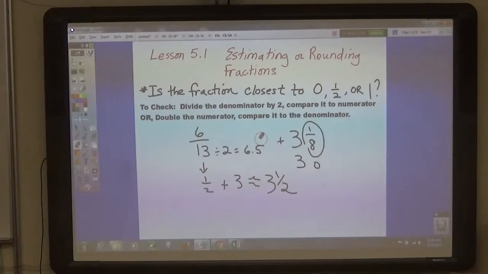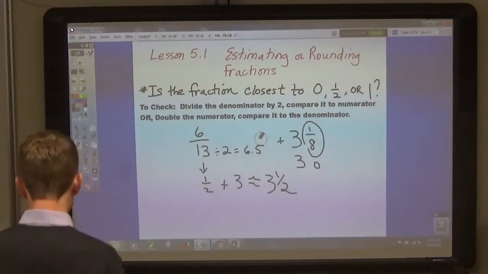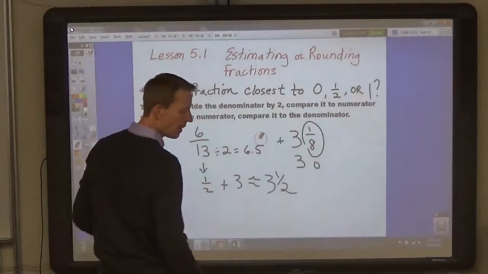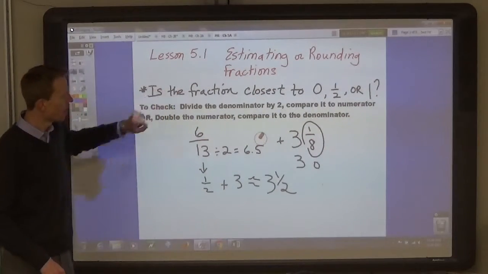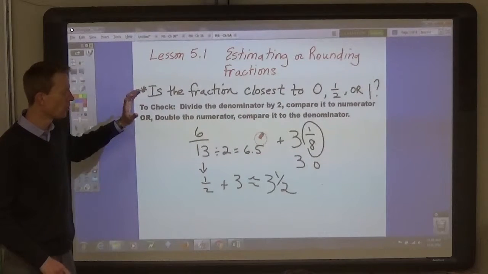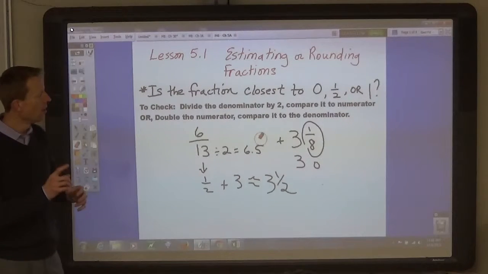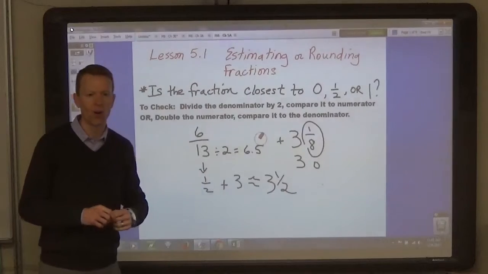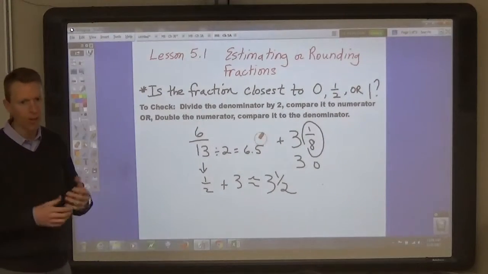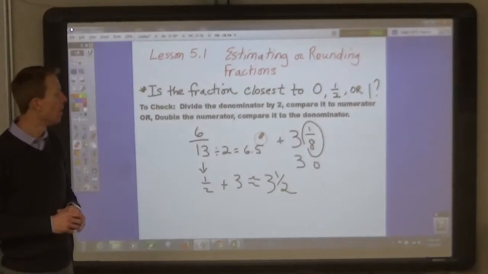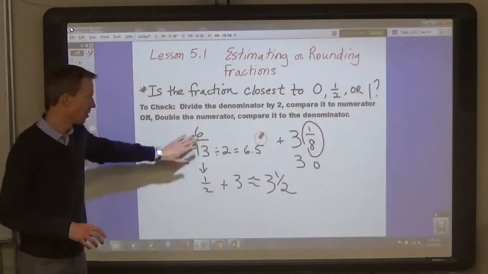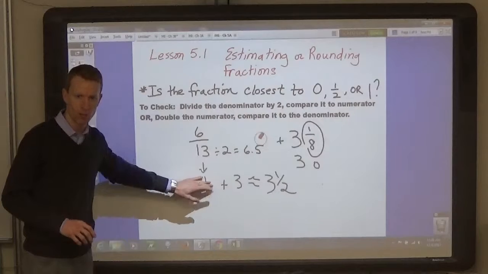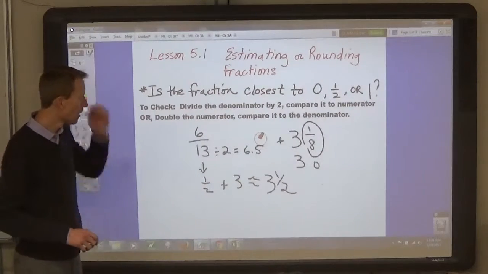Okay, sixth graders, we're going to start lesson 1 in chapter 5 today. In lesson 1 in chapter 5, we're going to be looking at fractions and figuring out is the fraction closest to 0, 1/2, or 1. And for rounding purposes, you're going to try to figure out, should I just use 0, 1/2, or 1? Okay? So let's figure that out.